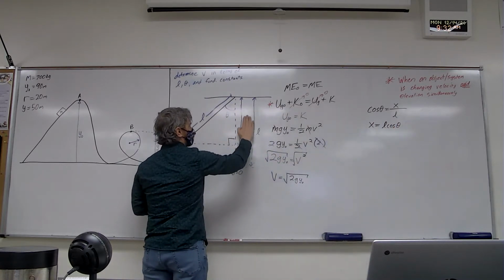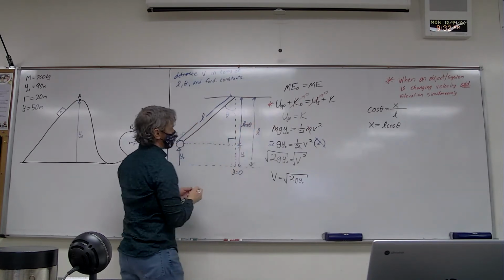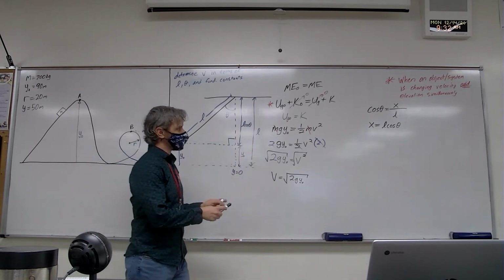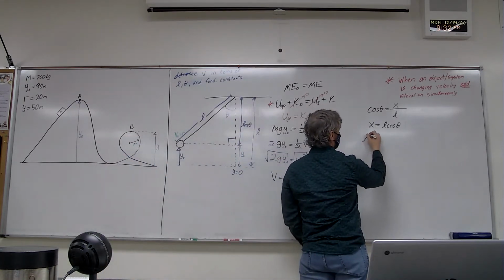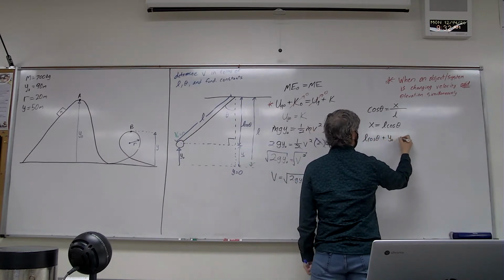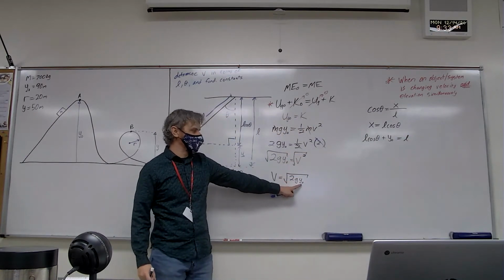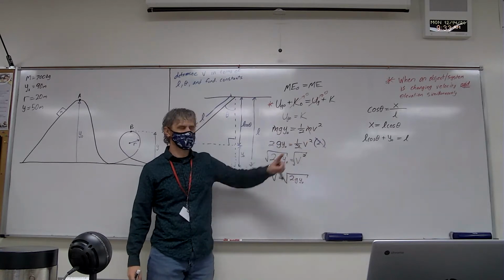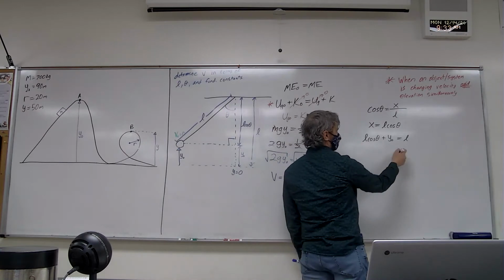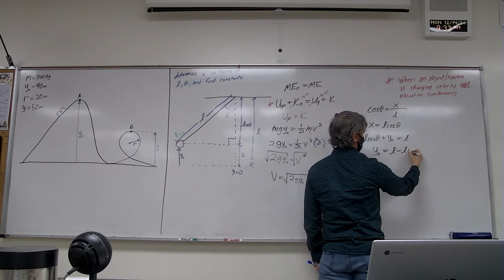I can actually label this now with L cosine theta if I wanted to. Well, I know that L cosine theta plus y naught must then equal L. So if I write that, L cosine theta plus the initial height y naught equals the length of the pendulum. And then I just solve that for y naught. I can now replace y naught in my answer with an expression in terms of L and theta. So I just subtract L cosine theta from both sides. I get the initial height is L minus L cosine theta.